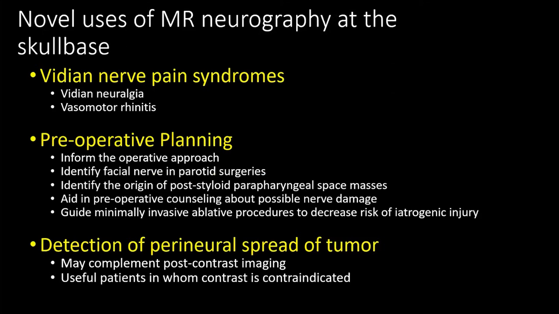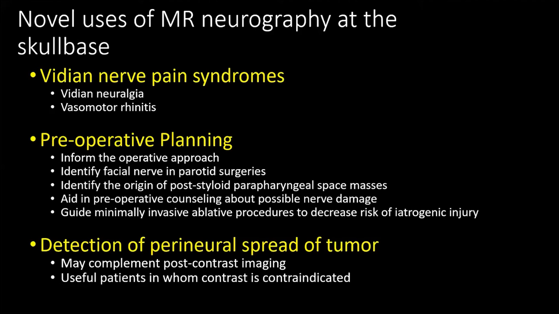So some novel uses that we're trying to apply with MR neurography are for more untraditional pain syndromes. So vidian nerves, the cluster headache syndromes, looking for pathology in the region of the vidian nerve because it has a more autonomic sort of cluster headache symptomatology.